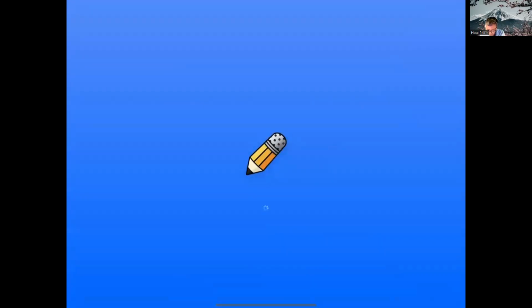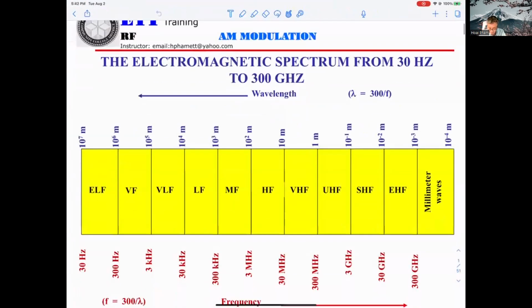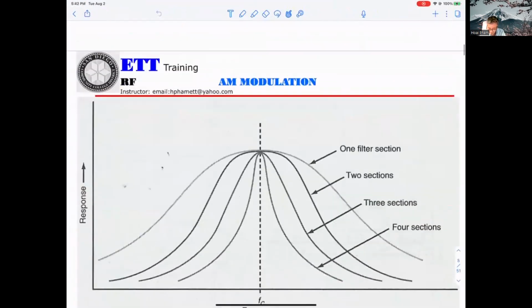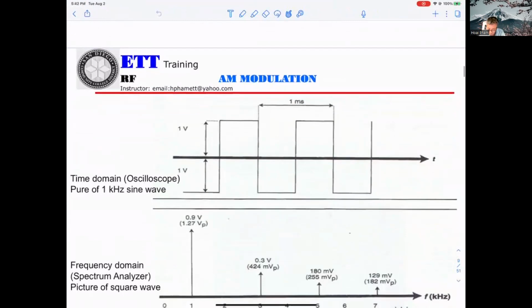Okay, let me get into my iPad. Okay, yesterday we already talked about the very basics of radio frequency. We don't care about that one.